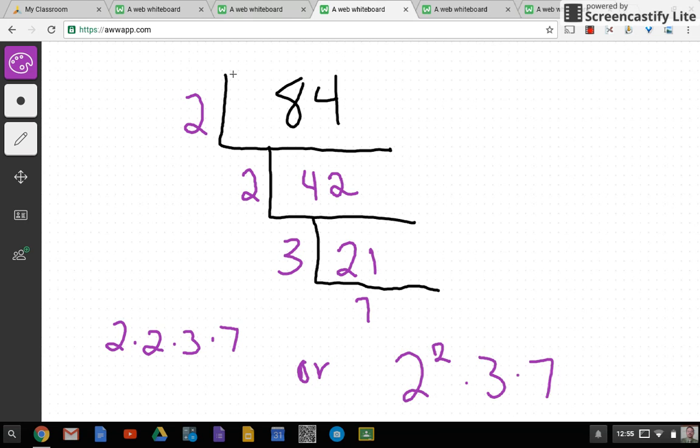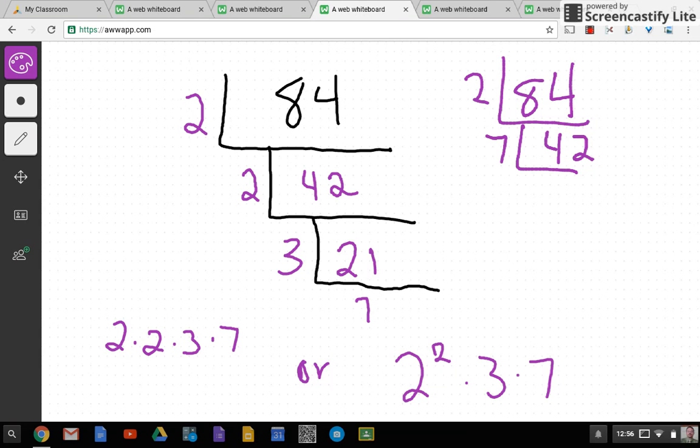Now, you might say, I could have done this a little bit differently, like right here. After I did this first step and got 42, you might have said, you can divide 42 by 7, which is a prime number, and you're right. If I would have done that, I would have gotten 6, which could be divided by 3 again, and that would give me a prime number of 2. So it's 2 times 7 times 3 times 2, which is the same thing. So lots of different ways to do that.